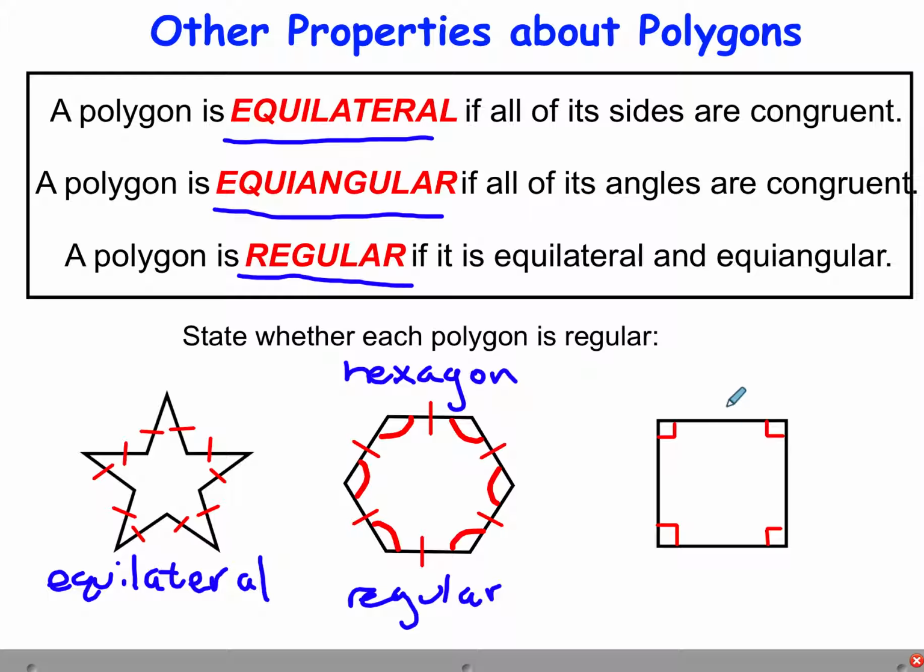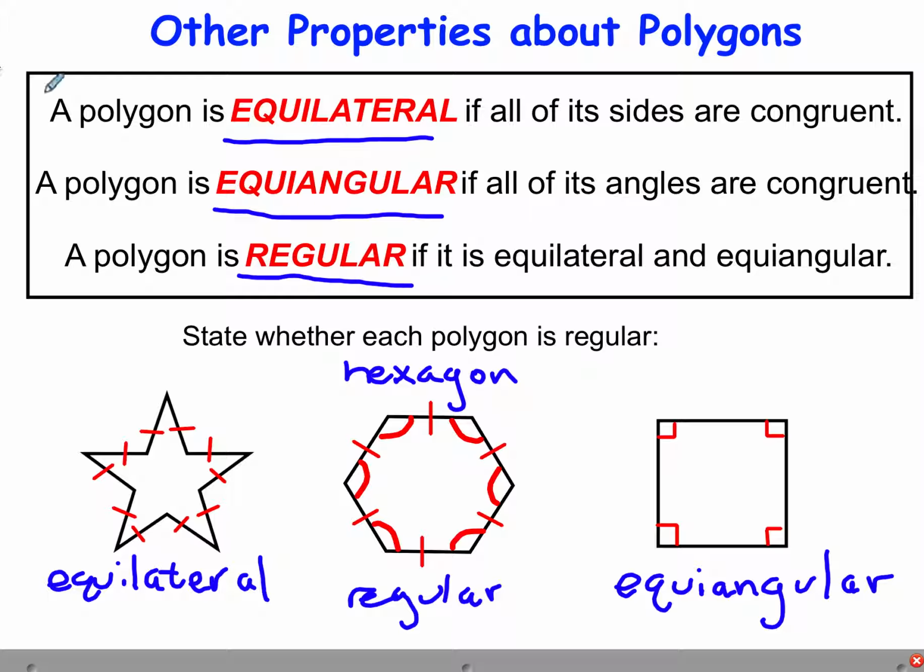And here, it looks like the sides might be congruent, but it doesn't give us the tick marks, so we cannot assume that. But it does tell us that all of the angles are right angles, and we know that all right angles are congruent. So we know that this is a quadrilateral, a four-sided polygon. This quadrilateral is, in fact, equiangular.